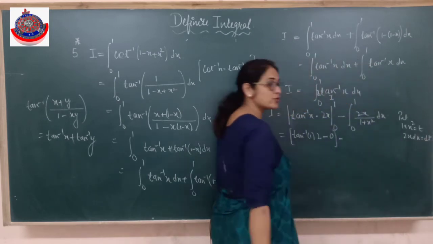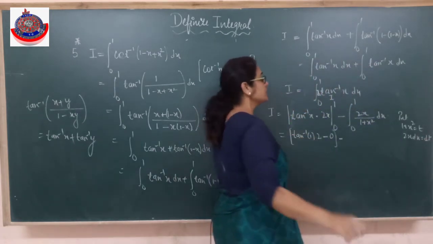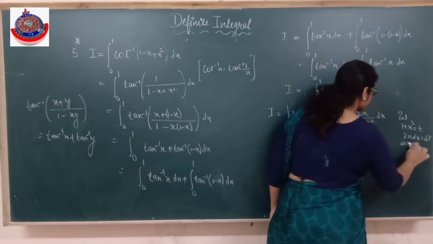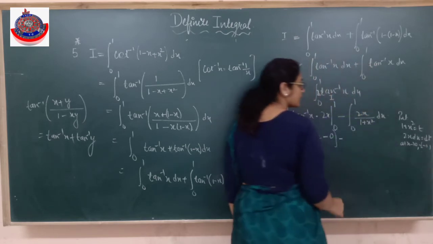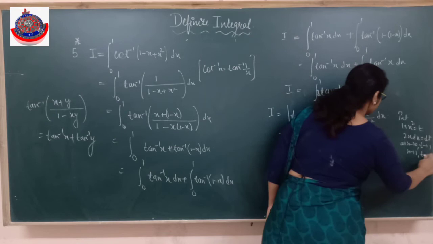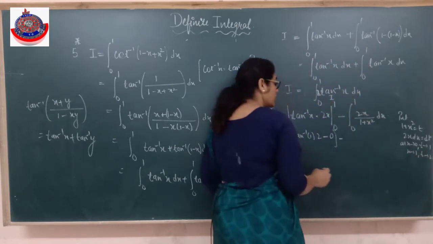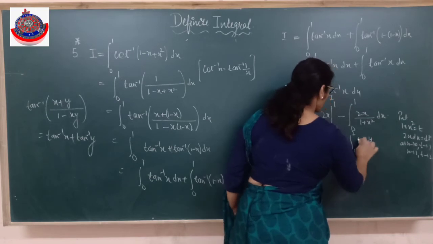x dx is equal to dt, but when I am changing one variable into another, I have to change the limit also. As x approaches 0, t approaches 1. x को 0 put करोगे, t 1 आएगा. As x approaches 1, t approaches 1 plus 1, 2. So it is from 1 to 2, 2x dx is dt, 1 upon t.